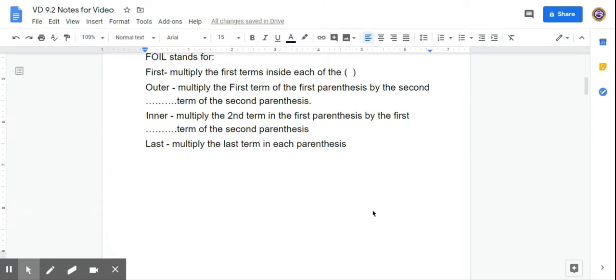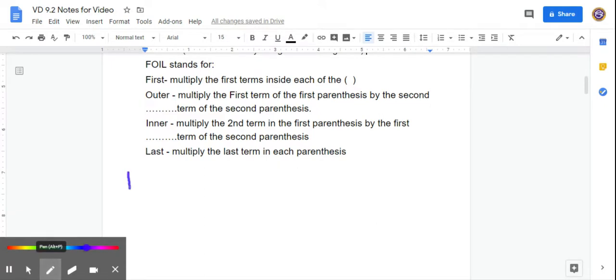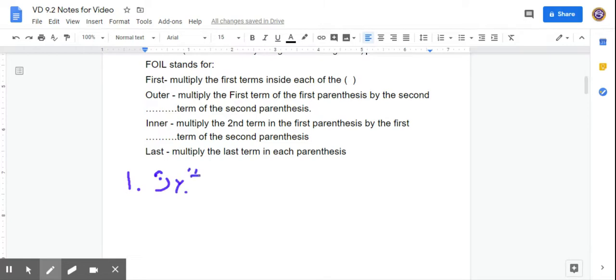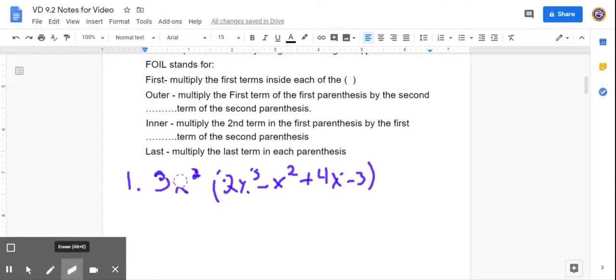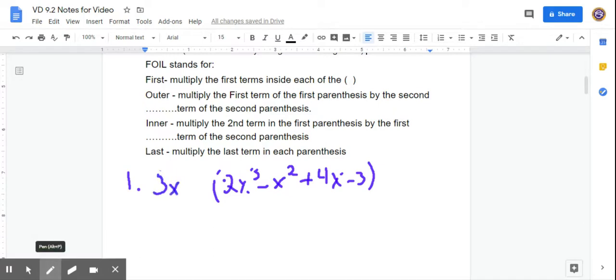The first thing we're going to do is 3x squared multiplied by the quantity 2x cubed minus x squared plus 4x minus 3. So I'm going to just write this a little bit better. 3x squared.